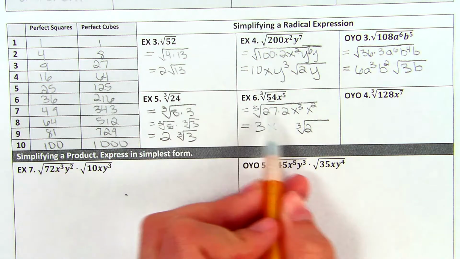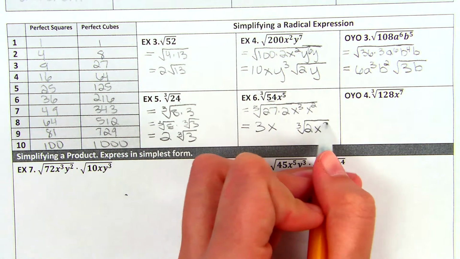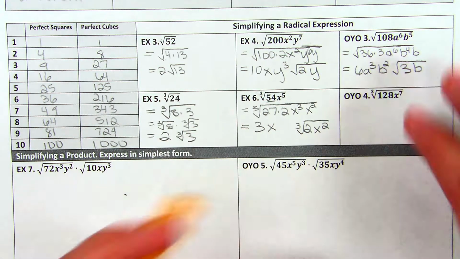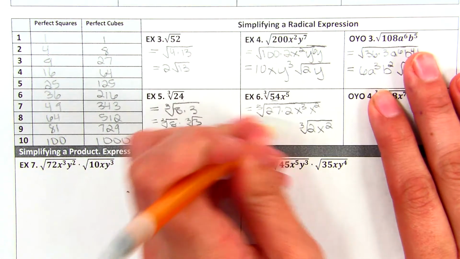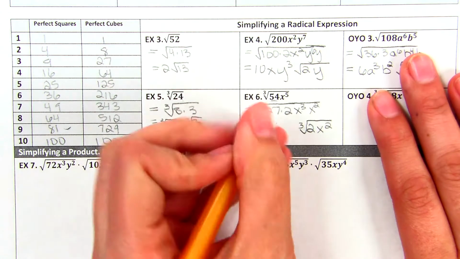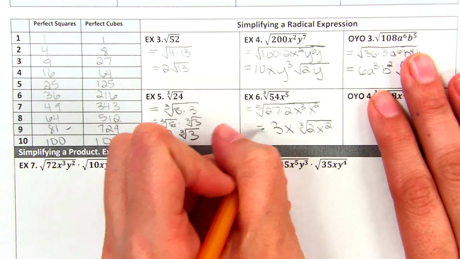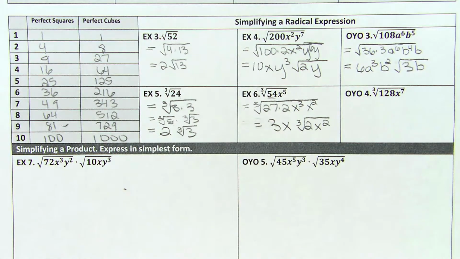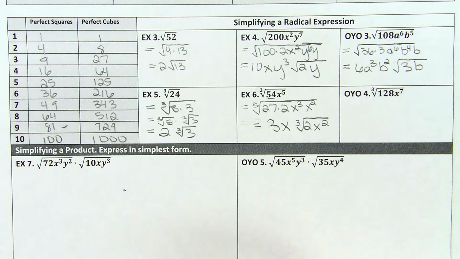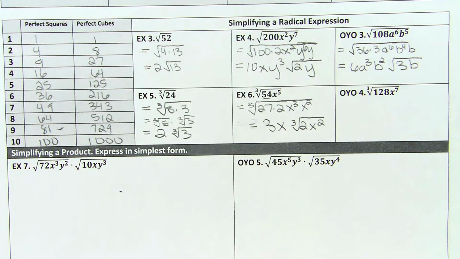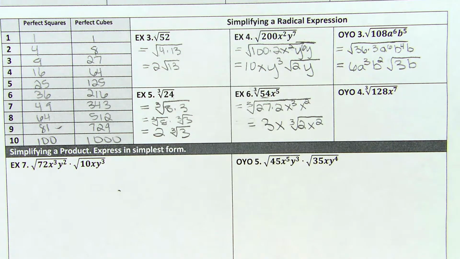And then the cube root of x squared, that is not a perfect cube, so we need to leave that there so that we can see this answer a little better. I'm going to move that a little closer. Our final answer here is 3x times the cube root of 2x squared. That is as simplified as this radical can be.